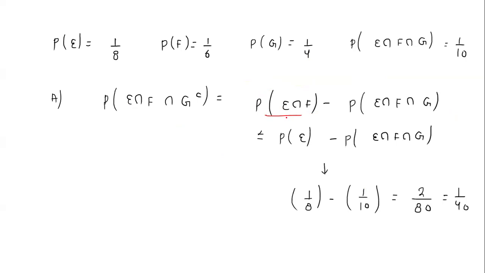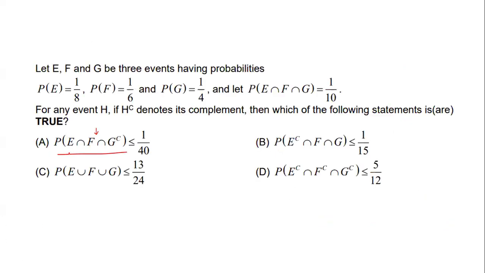Now, this probability of E intersection F is obviously less than probability of E, so this whole thing is less than or equal to probability of E minus probability of E intersection F intersection G. Now we know both, so we can put the values, and after simplifying this will come to 2 divided by 80, which is 1 by 40. So in the first option, it is given that this probability is less than or equal to 1 by 40, which is correct. So A option is correct.